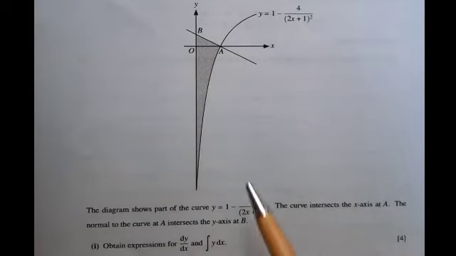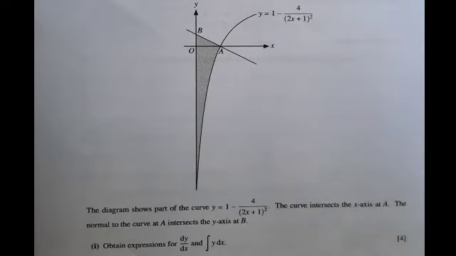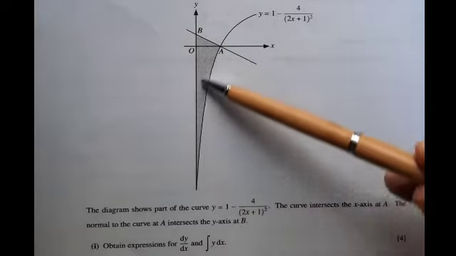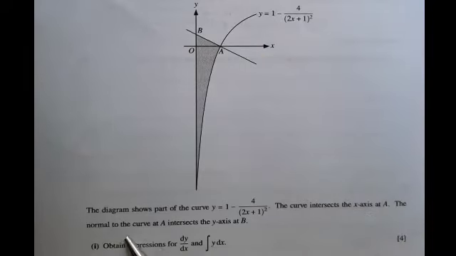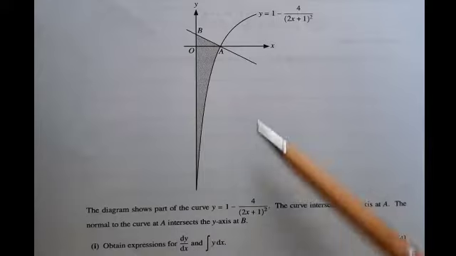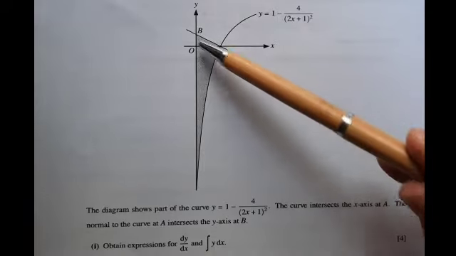Now question number 10. The diagram shows part of the curve y equals 1 minus 4 over (2x plus 1) squared. Thus, this is the curve. The curve intersects the x-axis at A. Thus this curve intersects the x-axis at point A. The normal to the curve at A intersects the y-axis at B. Thus this is the normal line at A, and this normal line intersects the y-axis at B.